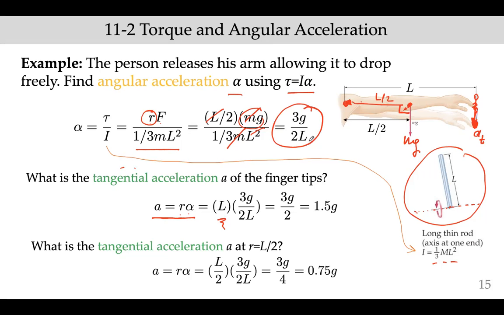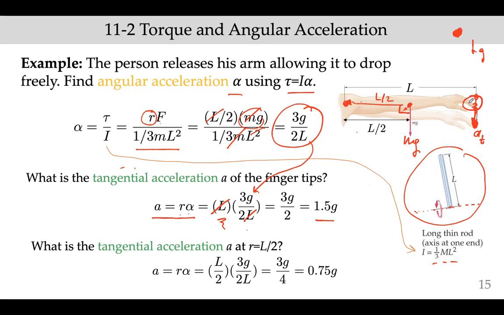And alpha, we just calculate it here, you put it here. And if you do this cancellation, you will end up with 1.5 g. Now this is interesting. If you drop, let's say, a ball, what is the acceleration that it falls down with? It will fall down with acceleration g, right? But this is strange. The fingertips are falling down with acceleration that's greater than g, 1.5 g.